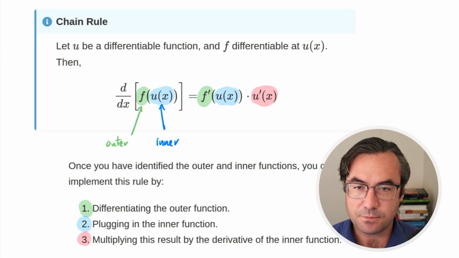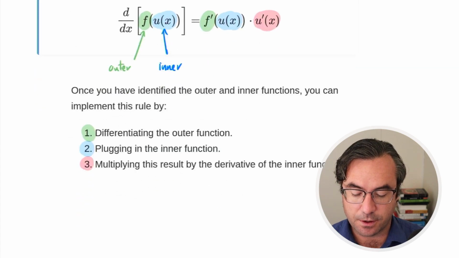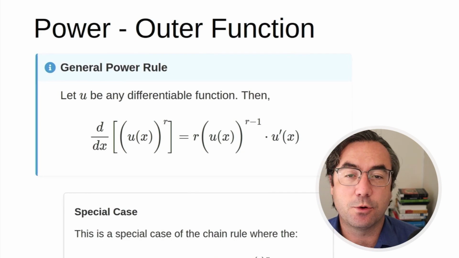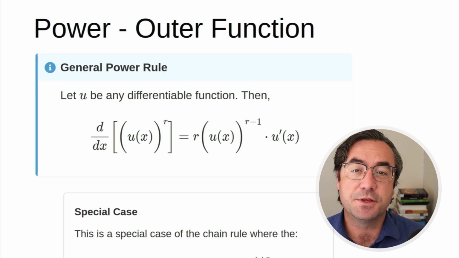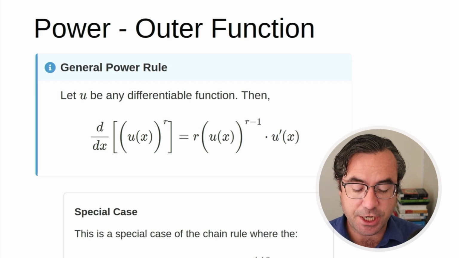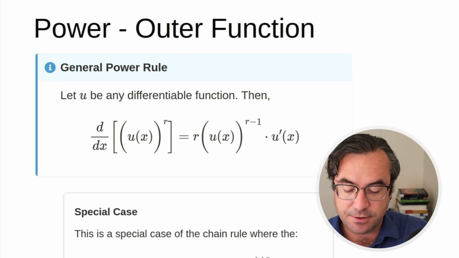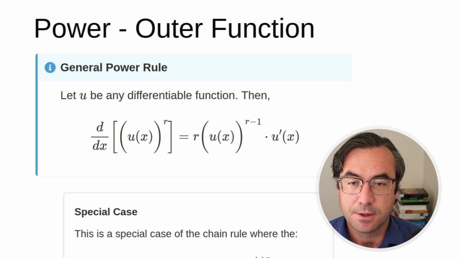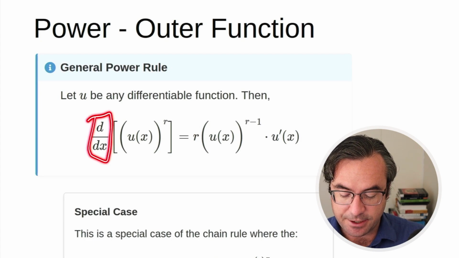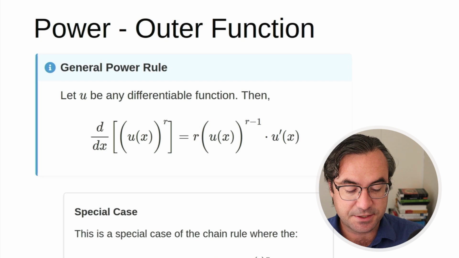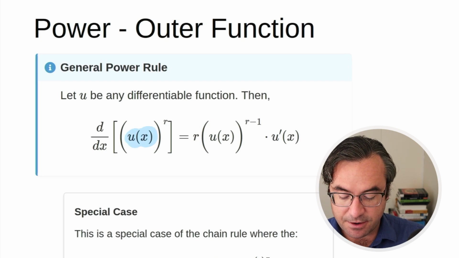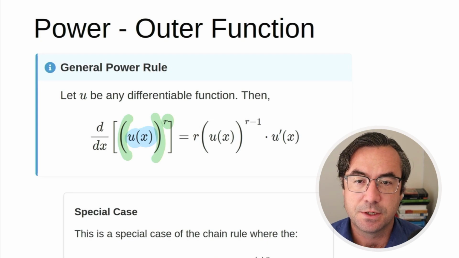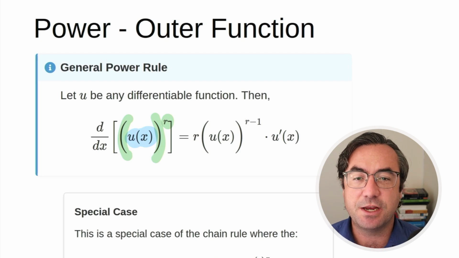Okay. So let's see this in action for a specific case. We're going to look at what we call the general power rule. This is just a special case of the chain rule where our outer function is a power function, something raised to a power. So we want to differentiate here. We have this inner function u of x, and in this case, the outer function is this raised to the power r. So what does this special case of the chain rule say?